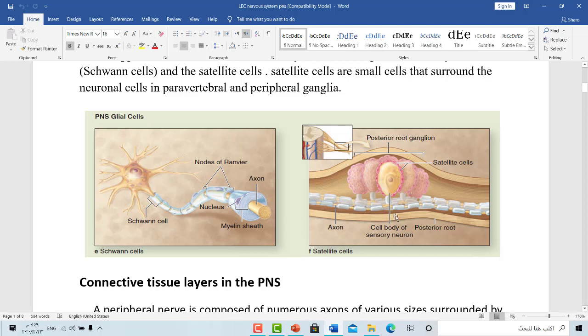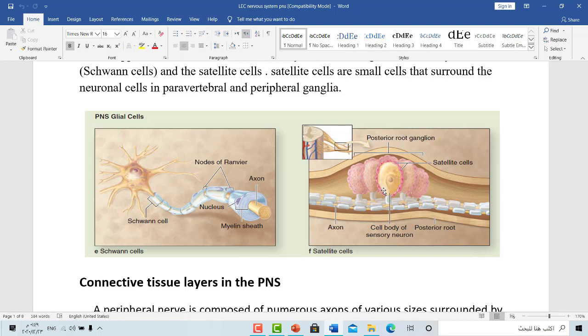This axon is very long, but it needs to reach the spinal cord. When it enters the spinal cord, it goes through the posterior root to the posterior horn of the gray matter.